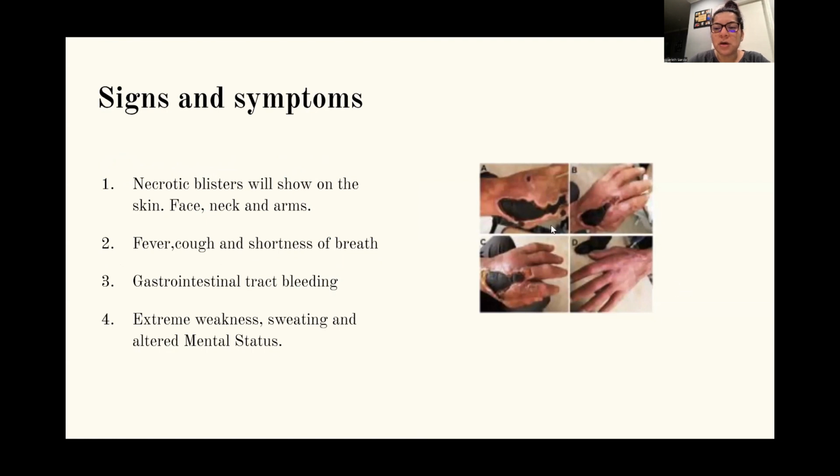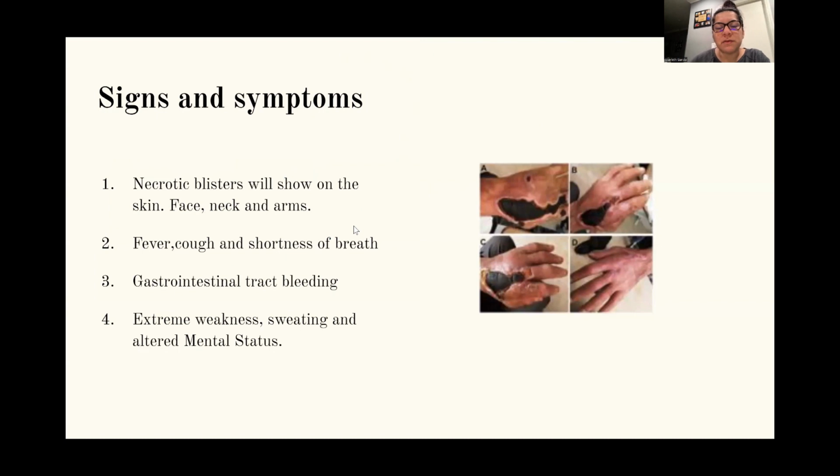This is a picture of what cutaneous anthrax looks like, and this is the necrotic tissue that can form on the person that's infected with anthrax. The necrotic blisters will be mainly in the hand if the person has been working in the soil and somehow the bacteria got into the person.